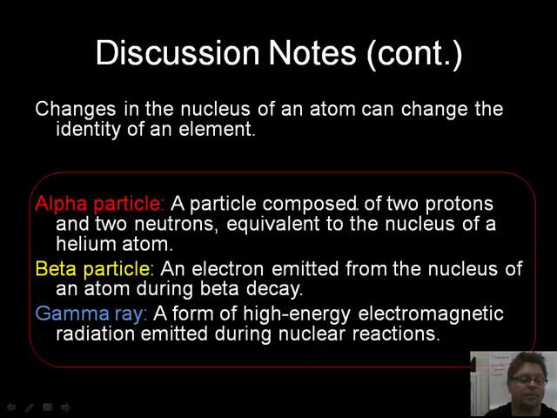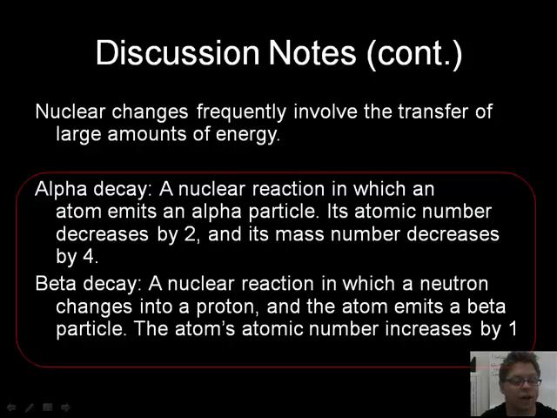Changes in the nucleus of an atom can change the identity of an element. You've got alpha particles, beta particles, and gamma rays. All of these need to be understood vocabulary to talk about nuclear chemistry. Nuclear changes frequently involve the transfer of large amounts of energy. We've got alpha decay, a reaction when an atom emits an alpha particle. The atomic number decreases by 2, and the mass number decreases by 4. Beta decay is when a neutron changes into a proton and the atom emits a beta particle. Beta particles are also called electrons.